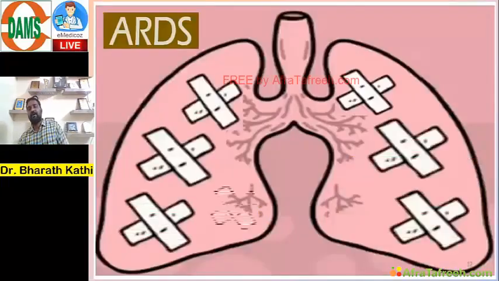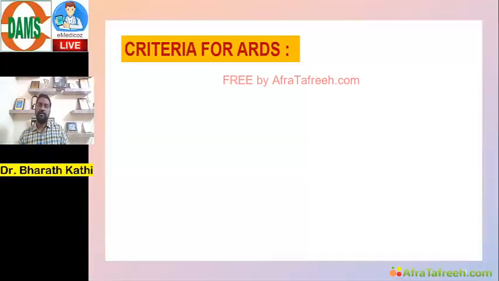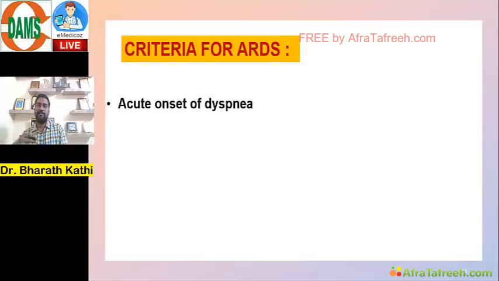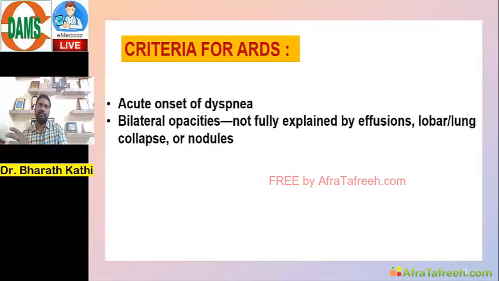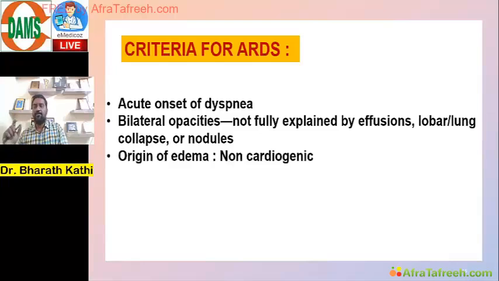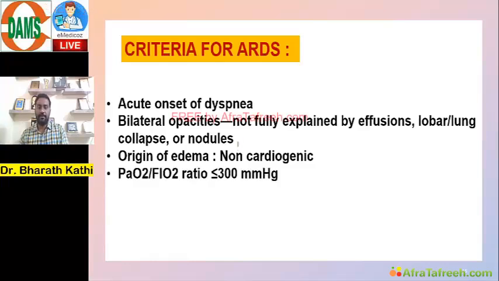Then in ARDS, acute respiratory distress syndrome, the criteria are important. The first is acute onset of dyspnea within 1 week and bilateral opacities on a chest X-ray. So you are unable to explain it with effusions. They are not effusions. It is not collapse. It is not nodules. So, bilateral diffuse infiltrates. The origin of edema is non-cardiogenic. And the PaO2 by FiO2 ratio will be less than 300 mmHg.